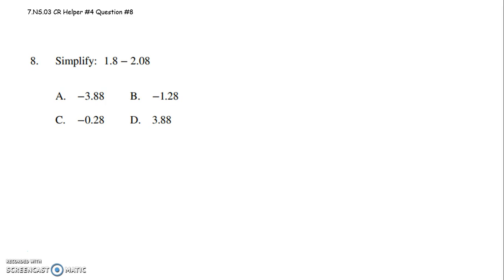So this says simplify 1.8 minus 2.08. Okay, so when we're subtracting and we have different signs here, when we're combining and we have different signs, this would be a positive 1.8, and we'd be moving to the left. You'd have to move to the left, subtracting 2.08. So hopefully you'd see we're going to end up somewhere over here on the negative side of the number line.